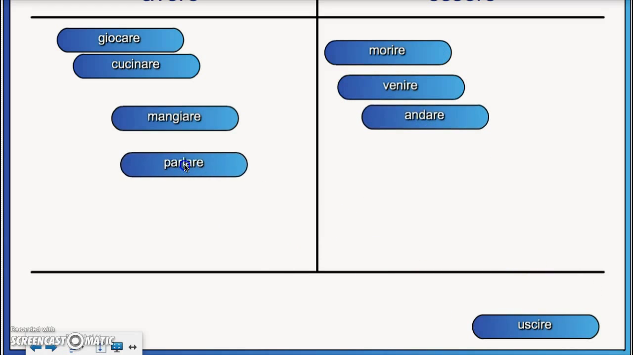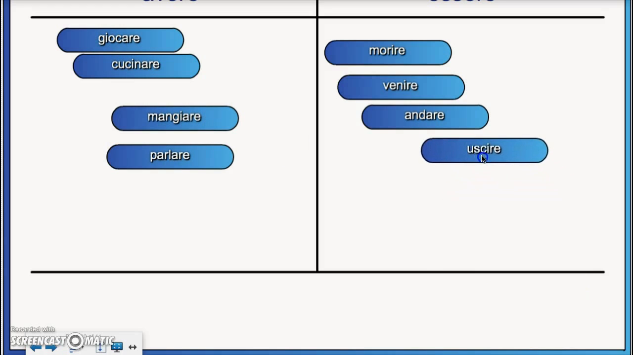Parlare is always going to be avere because it means to talk, and you always have to talk to something, talk about something. Mangiare, to eat. Cucinare, to cook. Giocare, to play. Uscire is to go out, so that's always going to take essere.